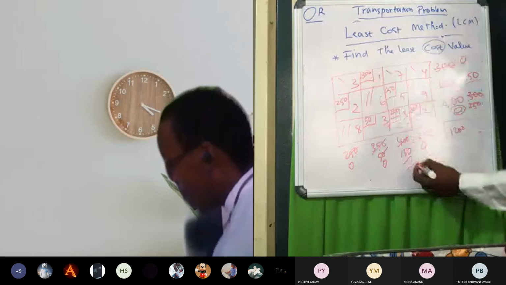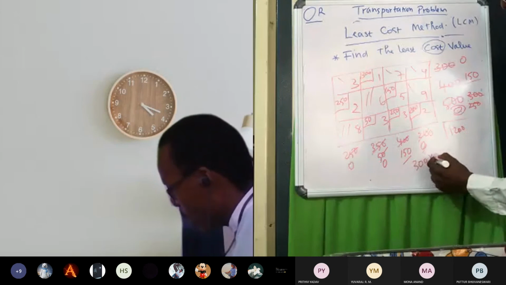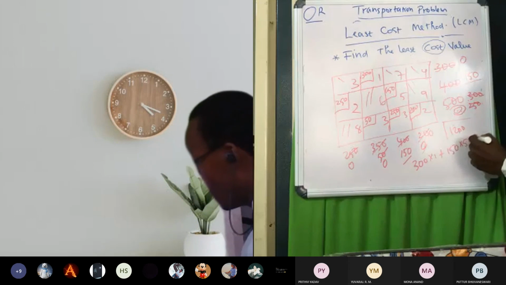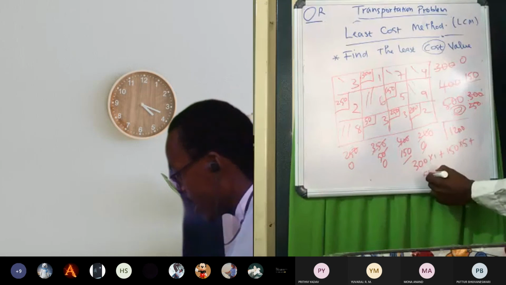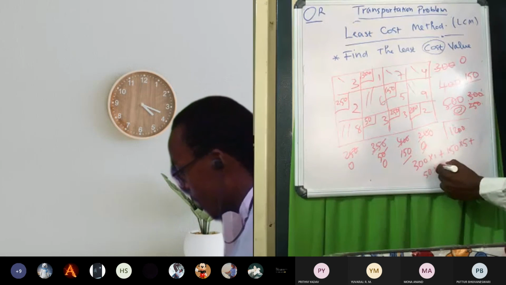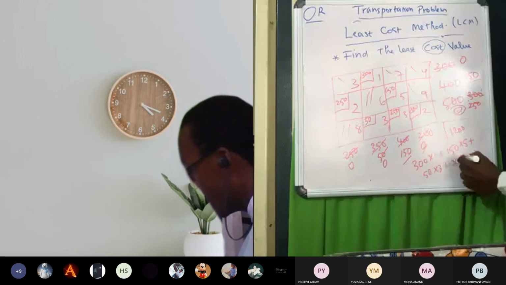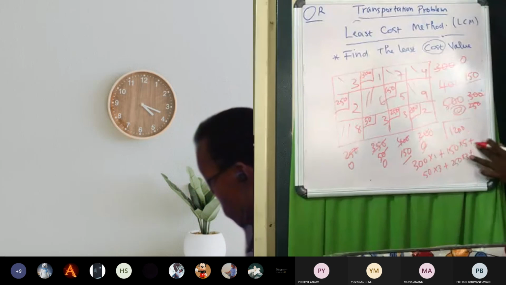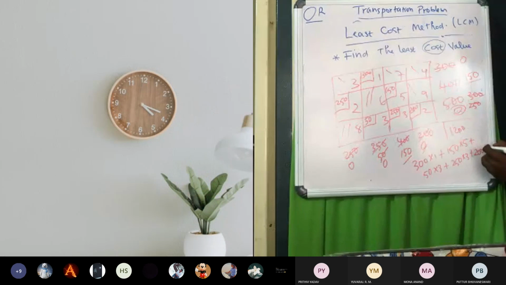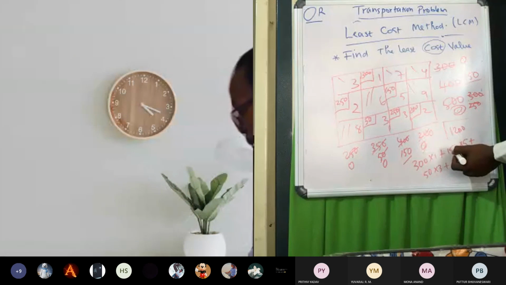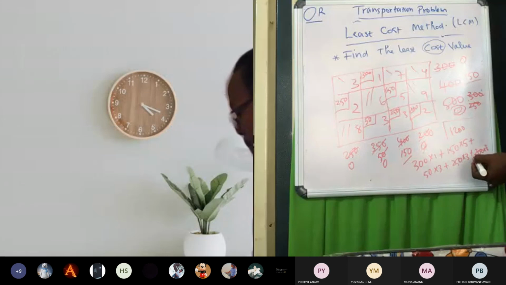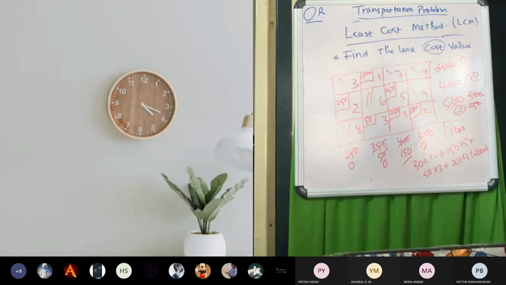Clear? Now we are going to multiply: 300 into 1, plus 150 into 5, plus 50 into 3, plus 250 into 3, plus 200 into 2. You can calculate and tell me. Ashish, what is the value? 300 into 1 plus 150 into 5 plus 50 into 3 plus 250 into 3 plus 200 into 2. So you can get the value.